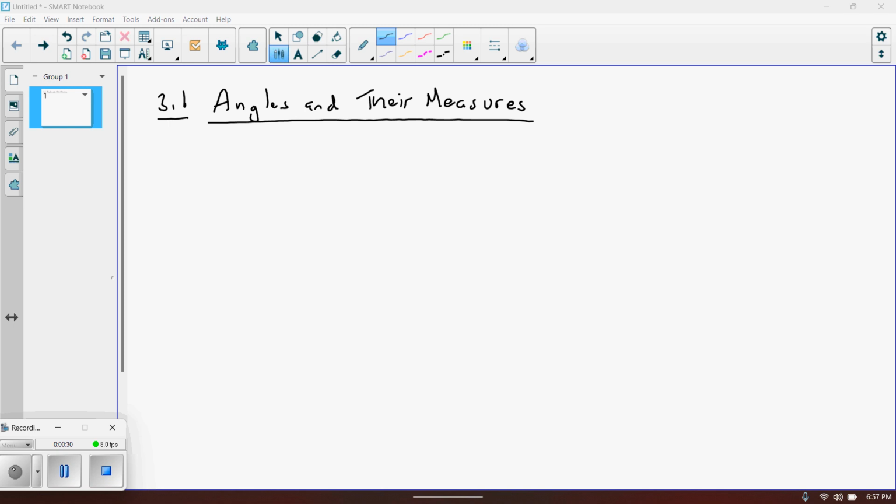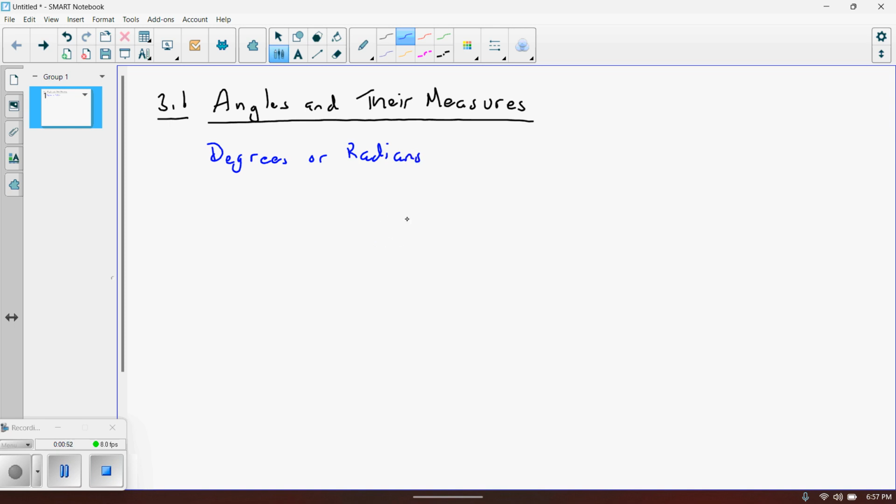So, a couple of things that we need to know about angles is that there are multiple ways to measure angles. Most angles can be measured either in degrees, or radians.